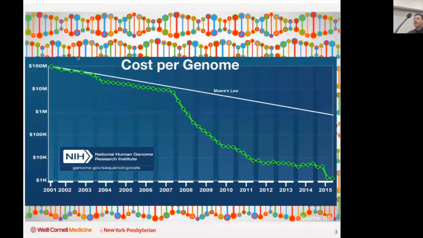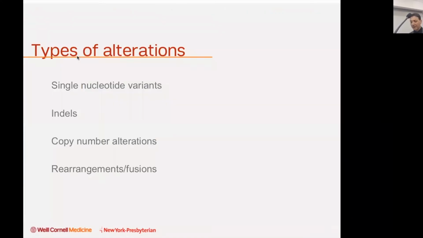revolution a few years ago, where technologies improved such that we could look into patients' genomes, and in particular, in this case, we're talking about cancer genomes, to see what kind of alterations, what kind of defects, these tumor cells have.